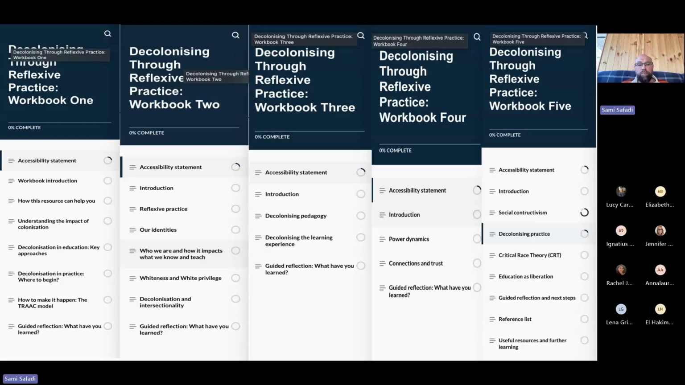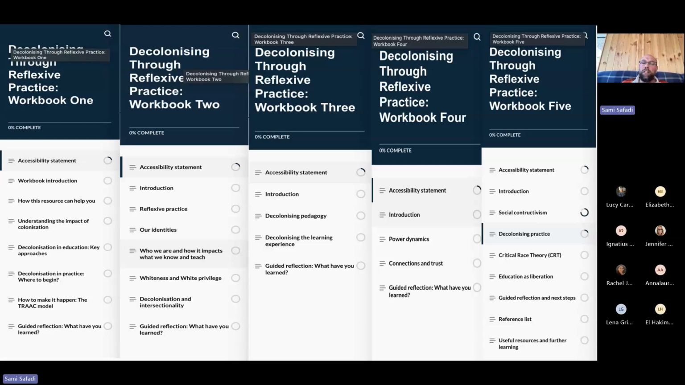Workbook 3 is a shorter one, and then we step into the decolonizing of pedagogy and the learning experience as the two main focus areas of workbook 3. And the reason why that's not straight away into workbook 1 is because I think we need that background, we need that starting point of identity before we ask people to go and really consider what this means in terms of their pedagogy and the students' learning experience in the discipline.